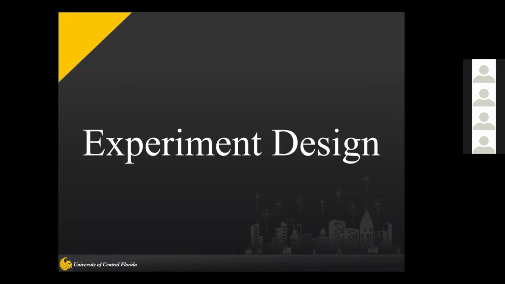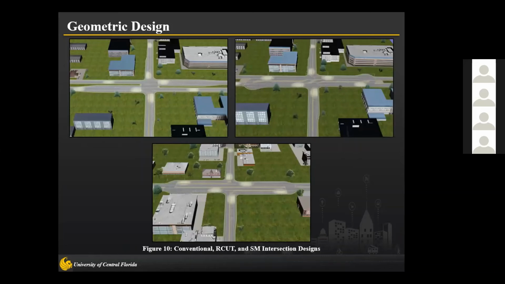Okay, so the experimental design. Firstly, the geometric design of these intersections. Unconventional intersection designs which were considered in this study, I mean here the RCUT and the SM intersection, were simulated along with the conventional intersection in the daytime in an urban environment where a divided 6-lane arterial intersects with a divided 4-lane collector. Consistent lane configuration and crossover spacing were considered.